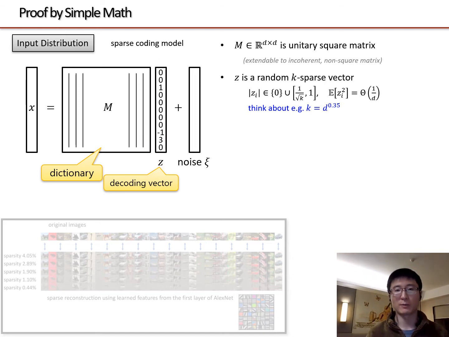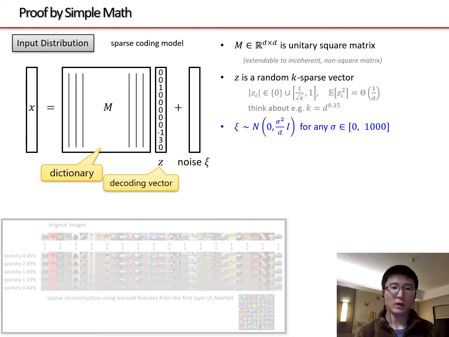And let's think about k being something like d to the 0.35. In particular, if k is too small, then we don't get a separation between the clean and adversarial training. And if k is too large, then the training just becomes impossible, and so on. So we want k to be something like, say, between d to the 1/3 and d to the 1/2.